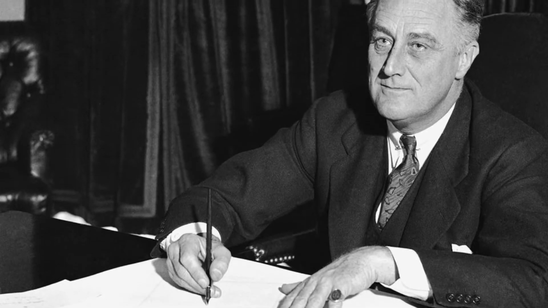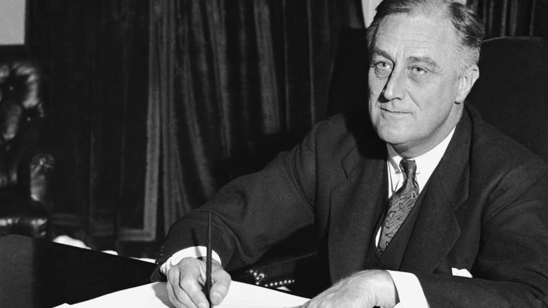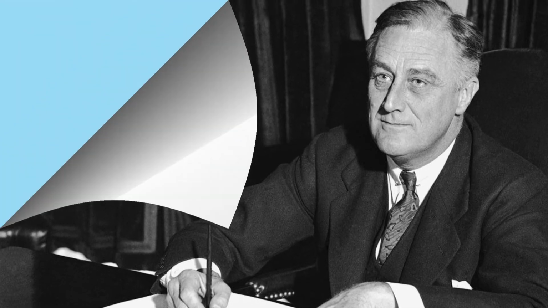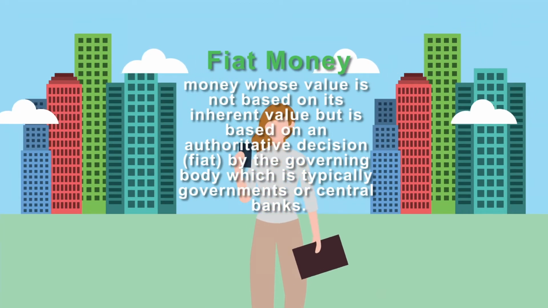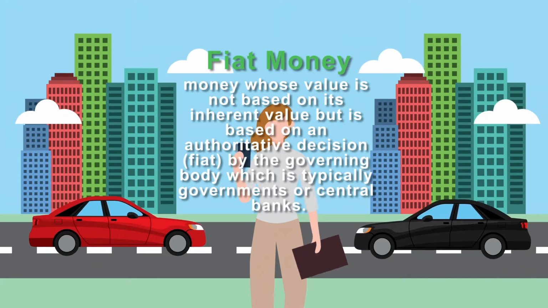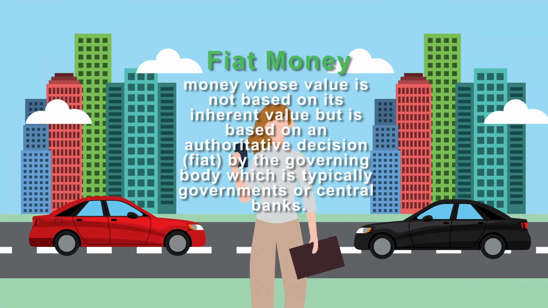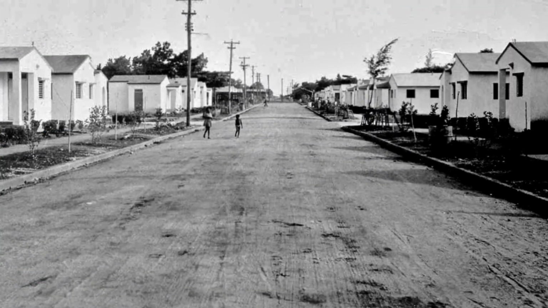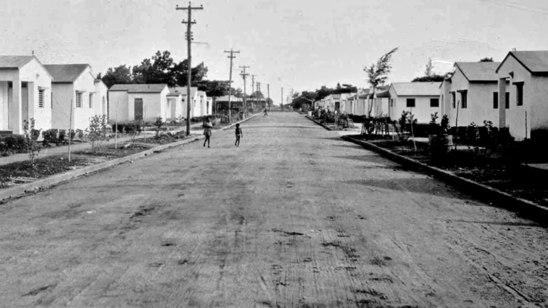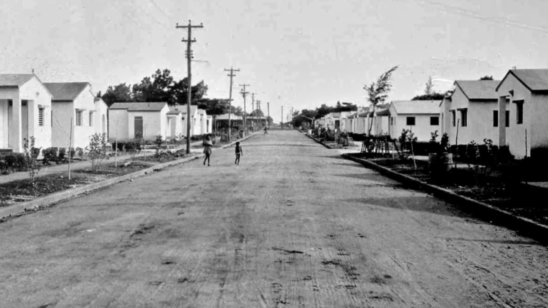This process occurred dozens of times in different variations during the gold standard era, and especially happened during the Great Depression, which leads to fiat money. Fiat money is money whose value is not based on its inherent value, but is based on the trust and decisions by a governing body, which is typically governments or central banks. Fiat money is often leveraged during war periods to finance war production, and was used during World War II to get us out of the deflationary spiral of the Great Depression.